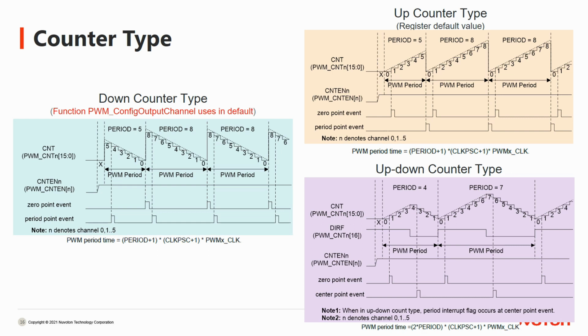For up-down counter type, it will first count up from 0 to the value of the period. When it reaches the value of the period, it will continue to count down to 0 and repeat. You can choose either counter type in your PWM application.